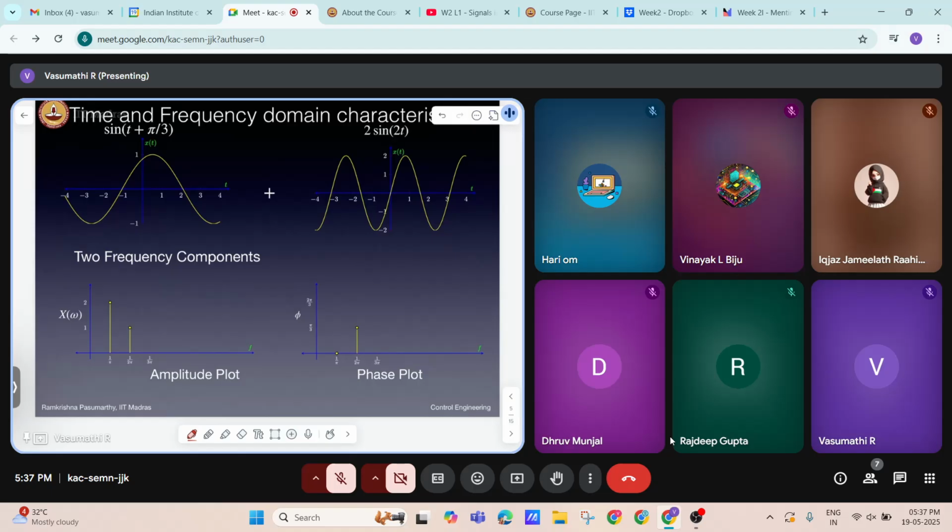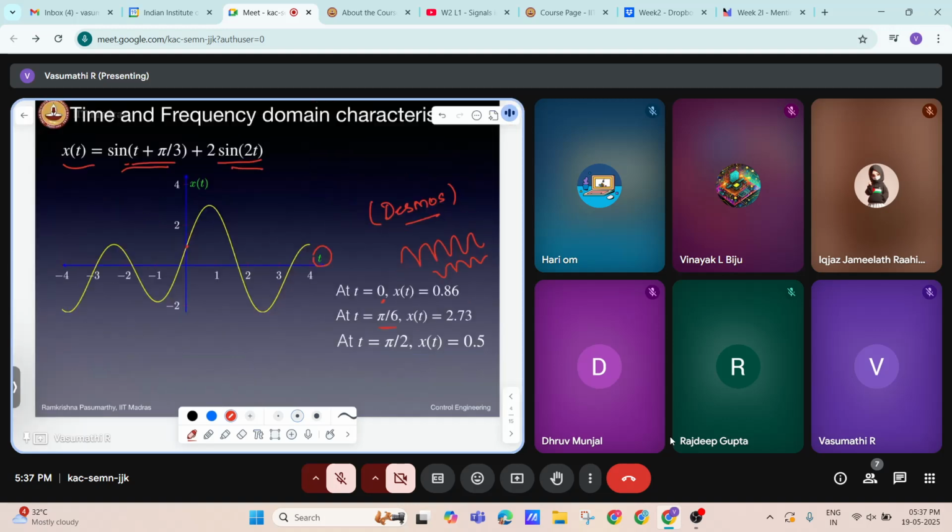But if I want to represent this in frequency domain, how will I represent it? The time domain signals can be represented in frequency domain with this representation: A sin(omega t plus phi), where A is the magnitude of the signal, omega is the frequency of the signal, and phi is the phase of the signal. For example, I have separated this signal into sin(t plus pi by 3) and 2 sin(2t). This signal is one and this signal is another.